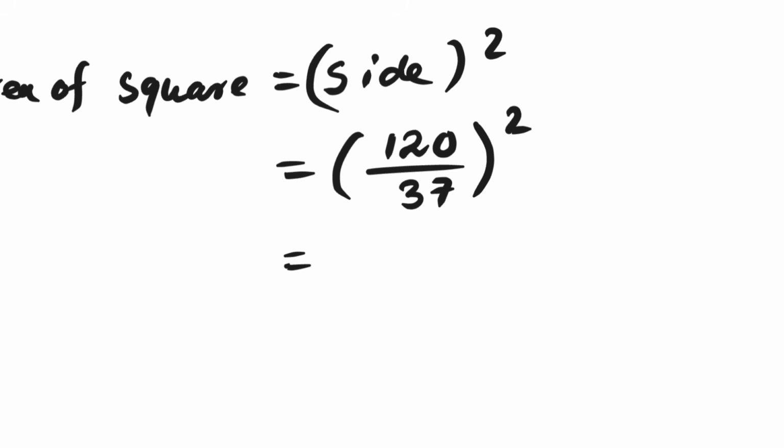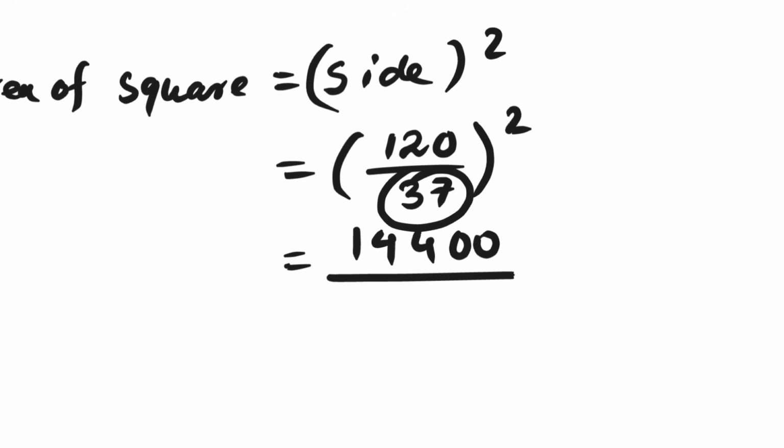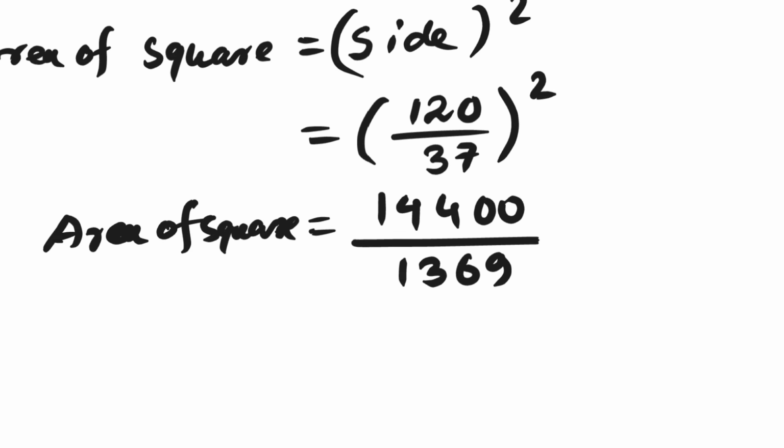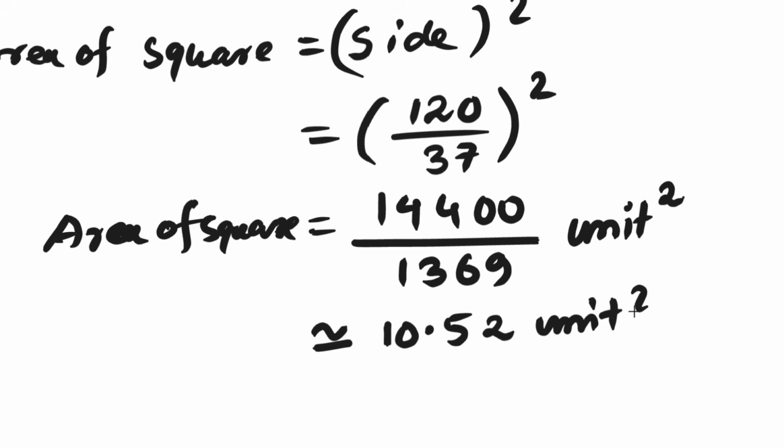120 squared equals 14,400, and 37 squared equals 1,369. Therefore, the exact area of the inscribed square is 14,400 divided by 1,369. If we convert this fraction into a decimal, we get approximately 10.52 square units, and that is our final answer.